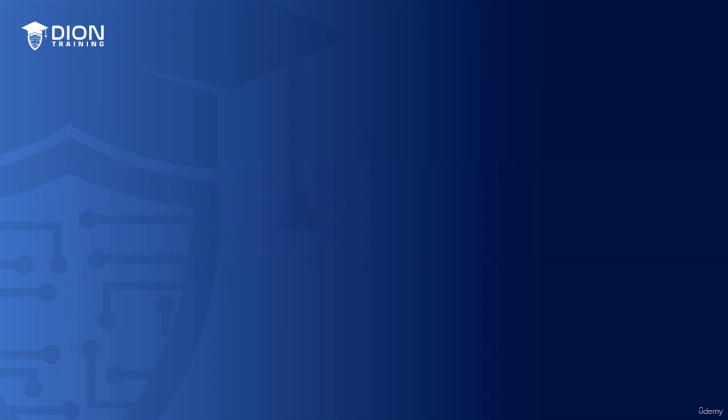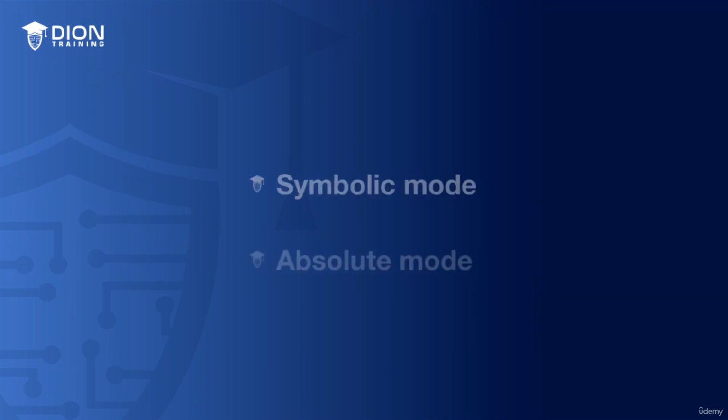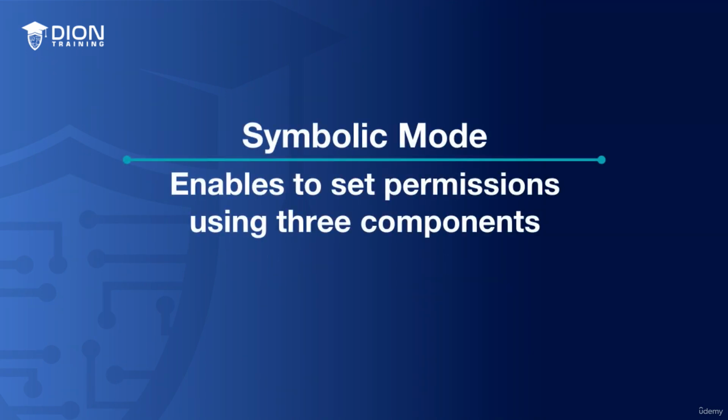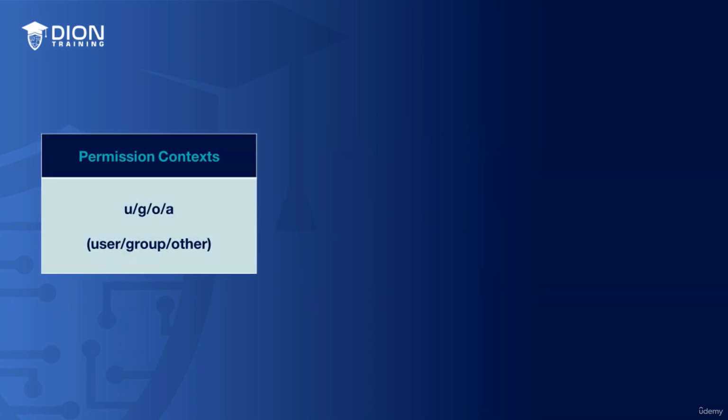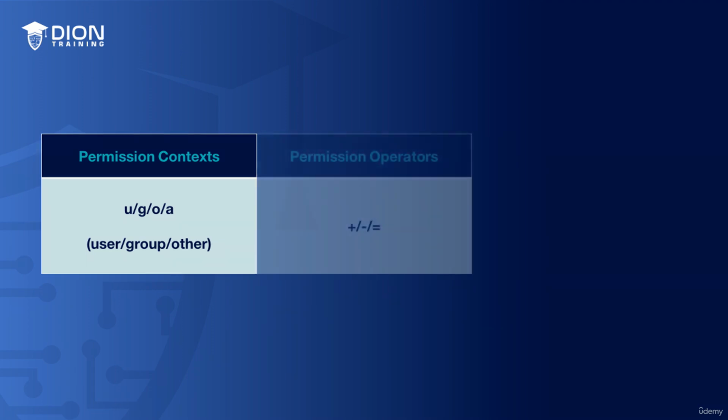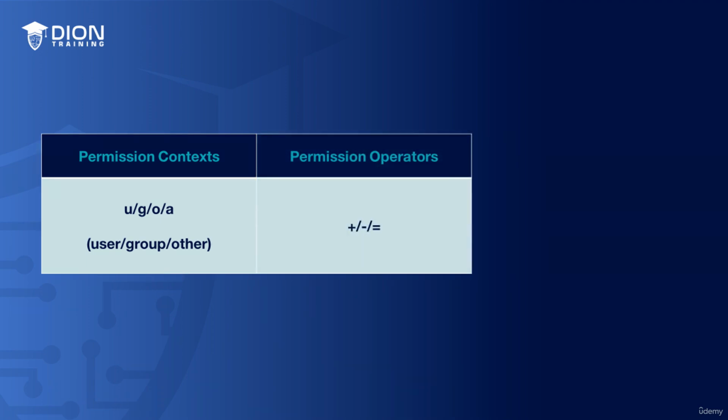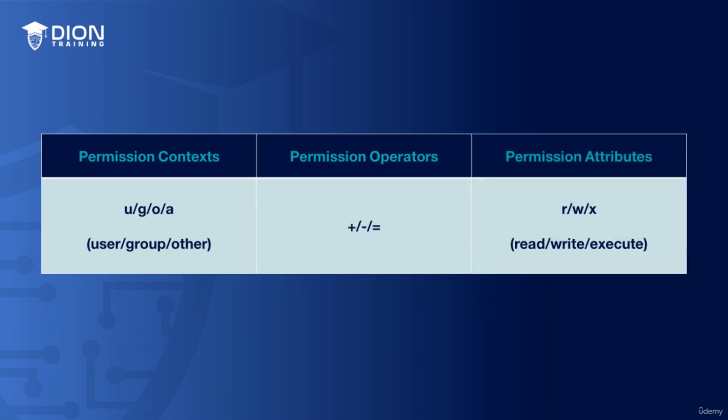The chmod command does support two different modes. We have a symbolic mode and an absolute mode. Symbolic mode enables you to set permissions using three components, which includes permission context. This can be U, G, O, or A. Now, U is user, G is group, O is other, and A applies the permissions to all three contexts, the user, the group, and the others. You can also have the permission operators, plus, minus, and equal. And you can have the permission attributes of R, W, and X, or read, write, and execute.